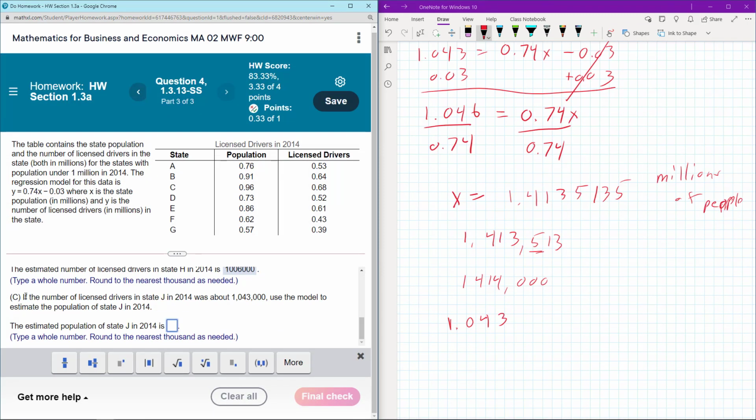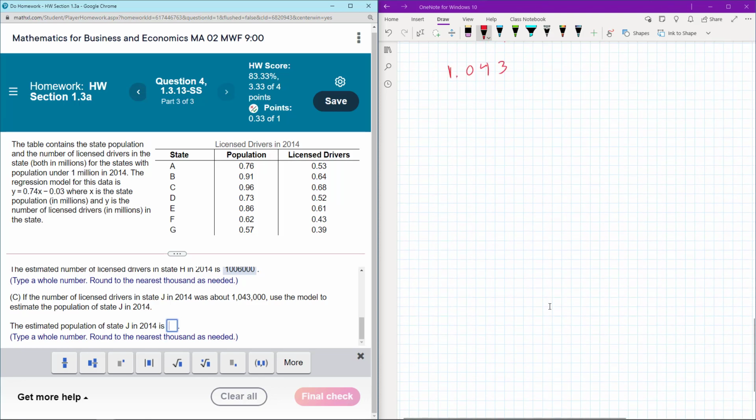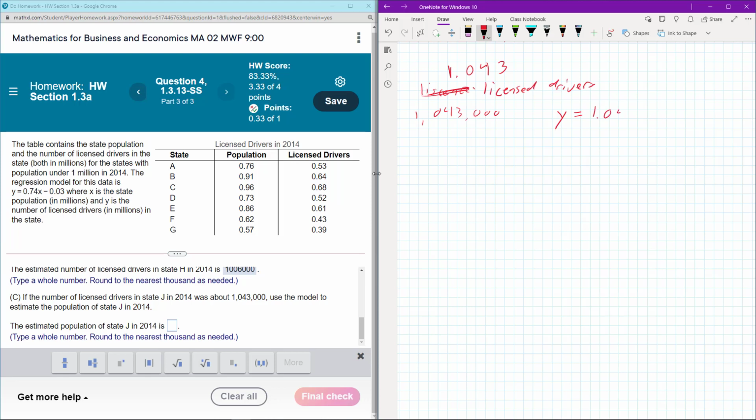And now it's time for the last part. Here we have the number of licensed drivers in State J in 2014 is about 1,043,000. Use the model to estimate the population of State J in 2014. All right, so we have that the number of licensed drivers in State J was 1,043,000. Now this is the number of licensed drivers, not the population. So Y is going to be 1.043 million. And now we can figure out what X is.